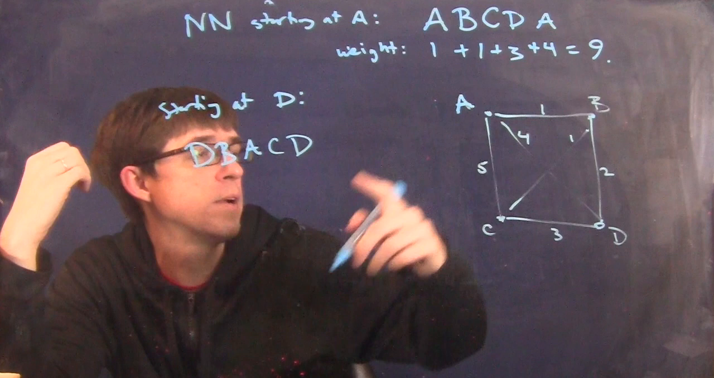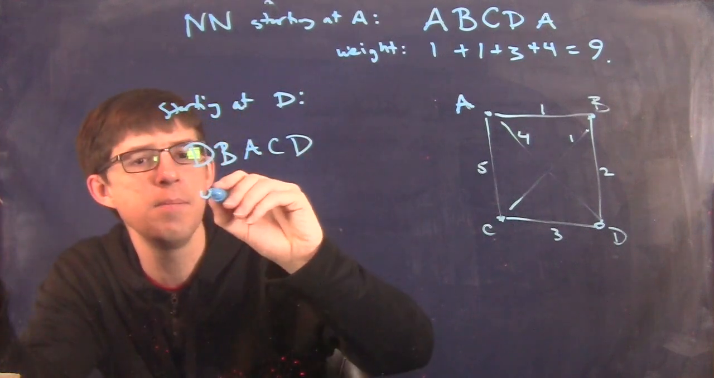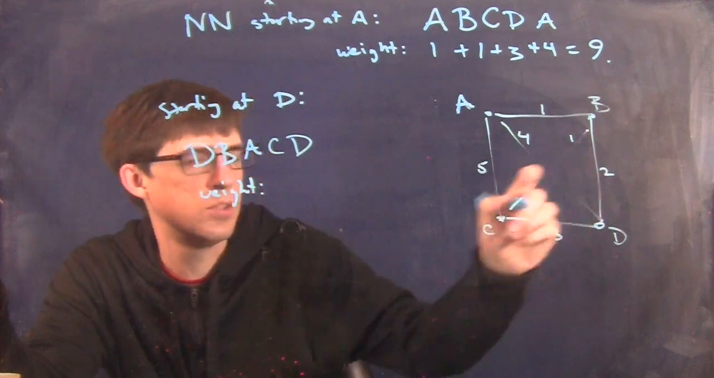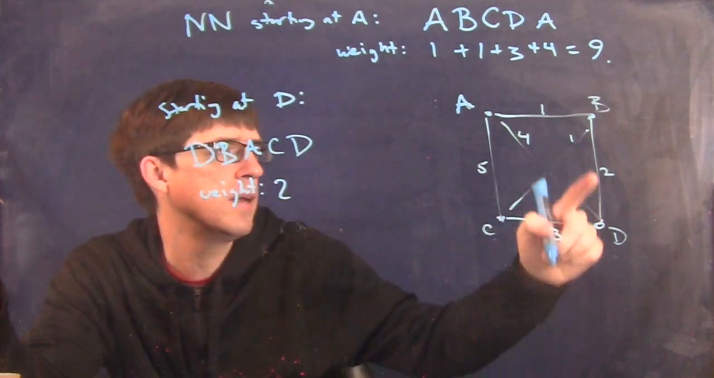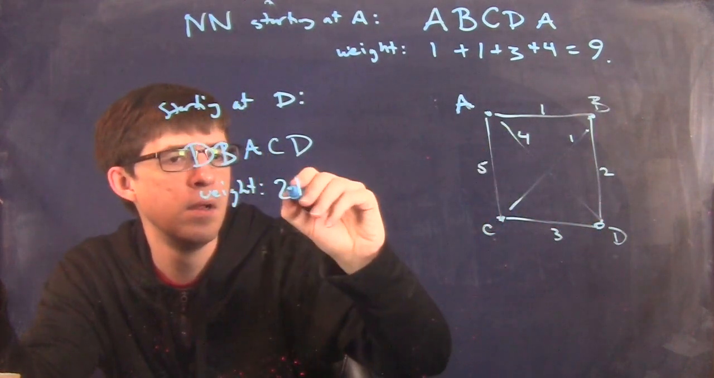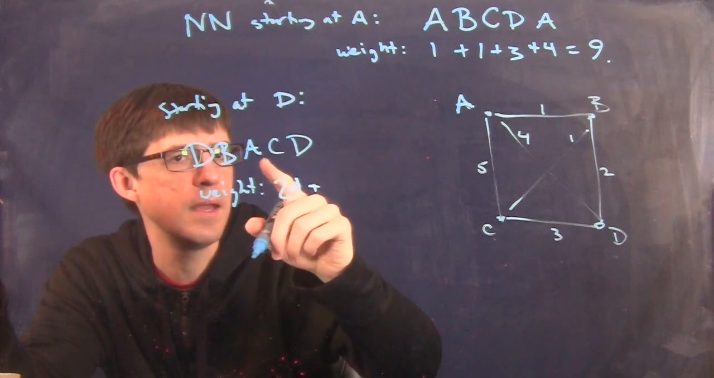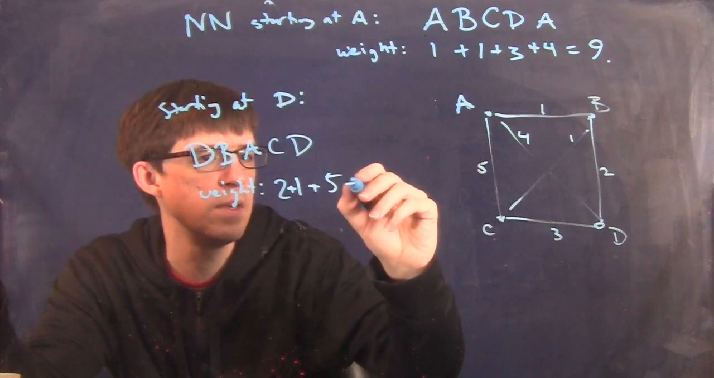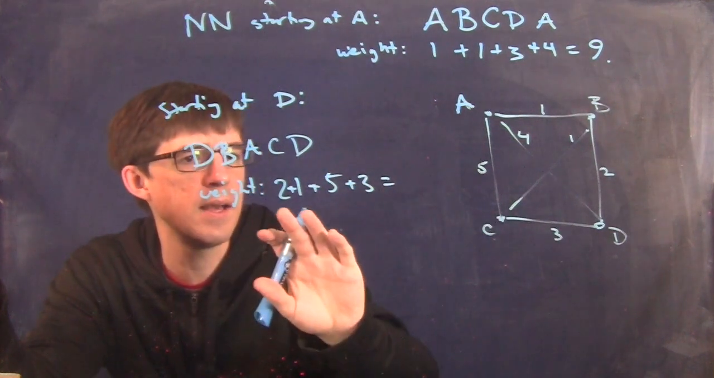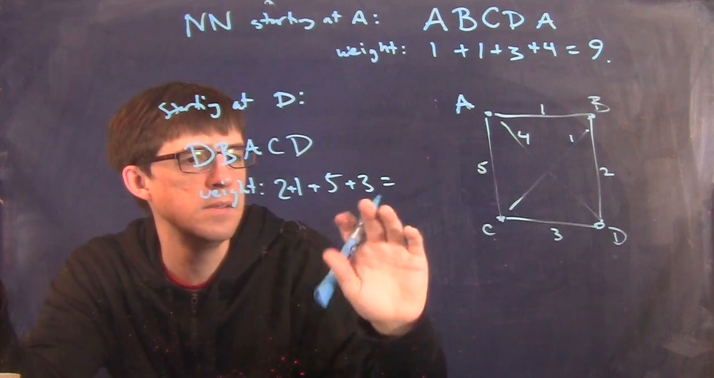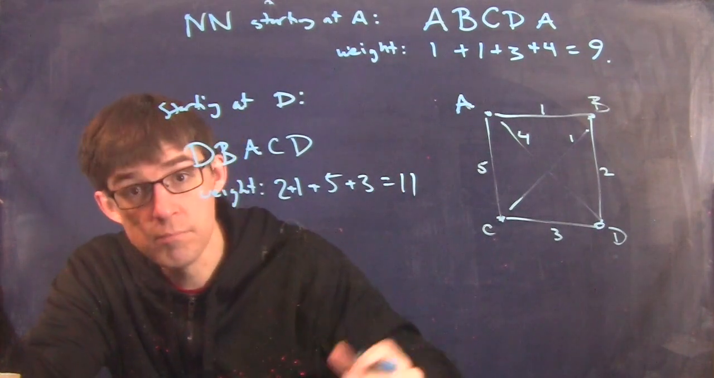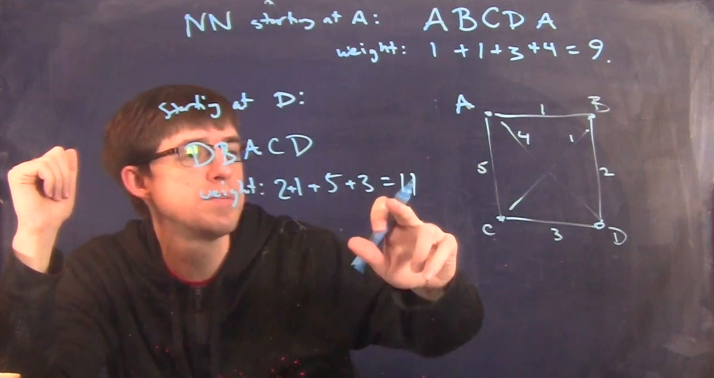And just so we can compare these answers, what is the weight this time? D to B is 2. B to A is 1. A to C is 5. And then C to D is 3. So when I add them up, I get 10, right? 11. Okay, so I guess this one was better than that one.